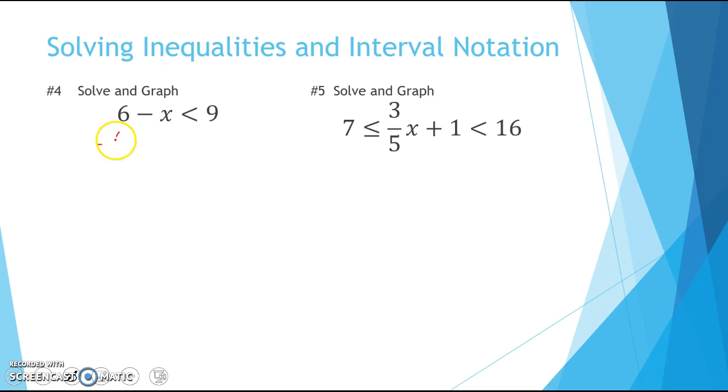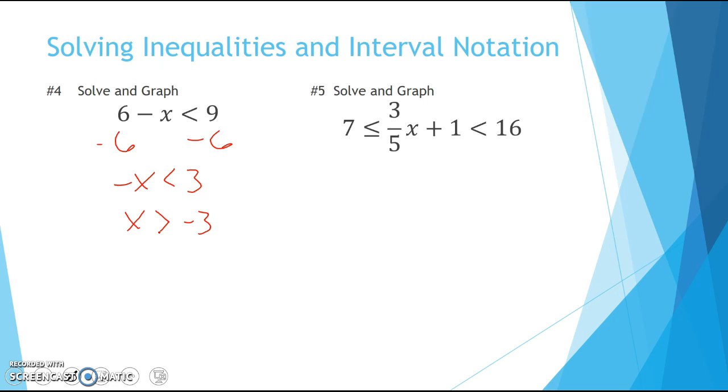But for number 4, I would subtract 6 from both sides. So I would have a negative x is less than 3. But I have a negative x, so I'd multiply everything by negative 1, which means I'd have a positive x. I would have a negative 3, but the sign is going to switch because when I multiply by a negative number, remember the inequality sign switches.